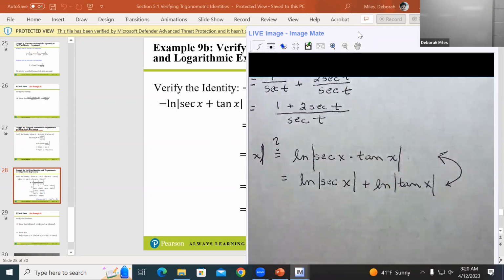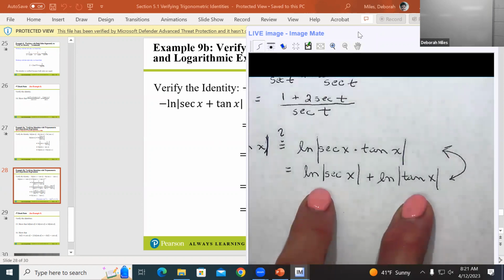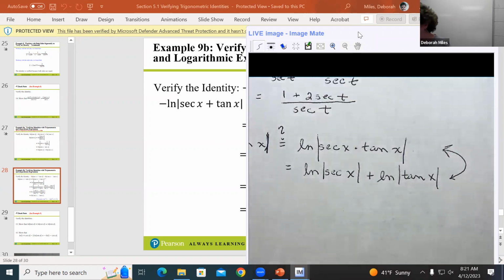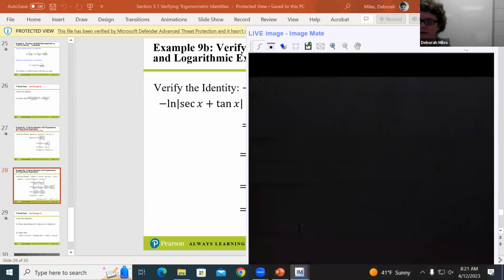This is the log of a sum. Only one log. That's right. It just clicked. That's one log. That's the sum of two logs. Okay, I see now. Okay, no, that's fine. No problem. I'm glad I could show you.